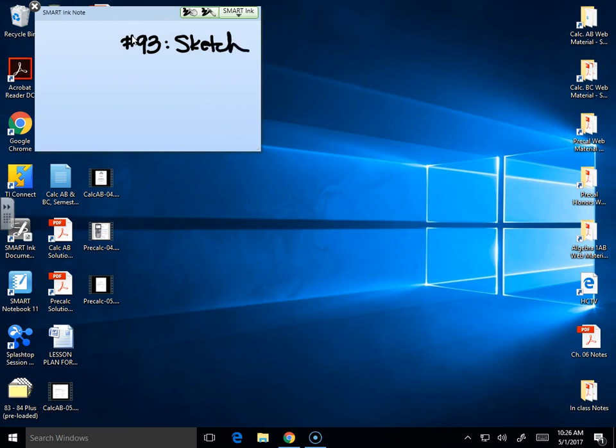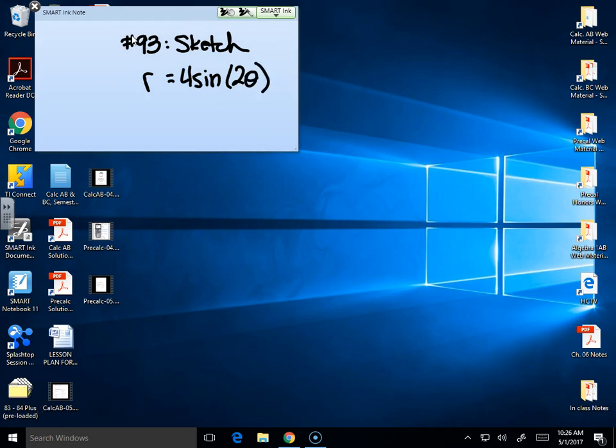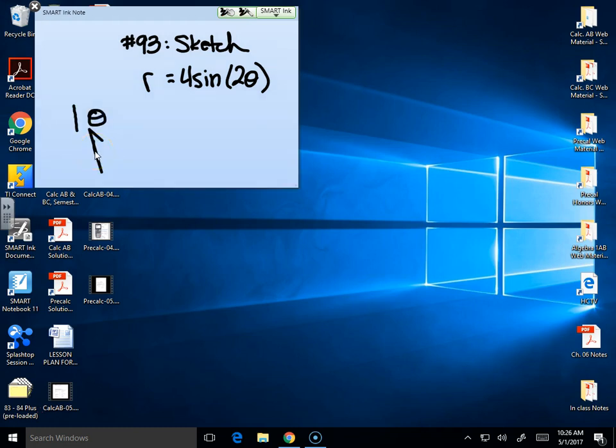We're given the equation r equals 4 sine of 2 theta. Remember we have thetas on top and r's on bottom?